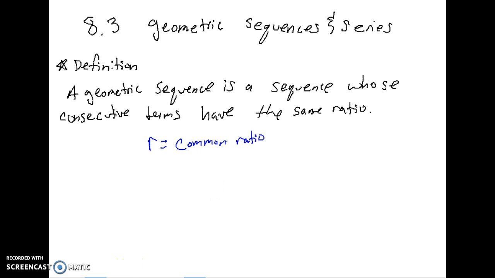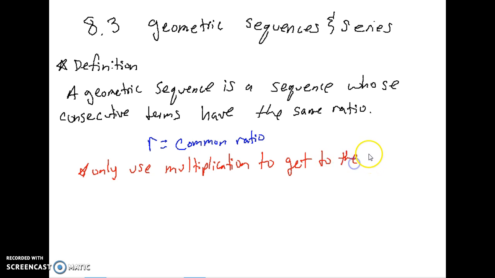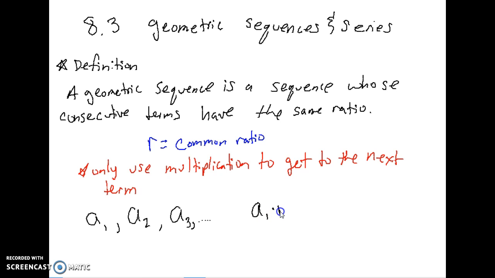And things to remember about the ratio is that we're talking about things that multiply, right? So we only use multiplication to get to the next term. If you can say division, then division is the same as multiplying by the reciprocal. So if I think about a sequence, and I'm just going to call it a1 and a2 and a3 and so forth, what you're asking yourself is, what do you multiply a1 by to get to a2? We don't know what that is.